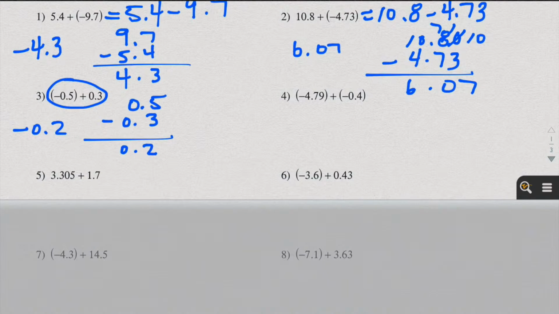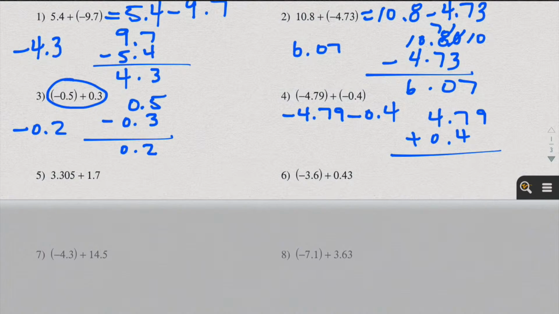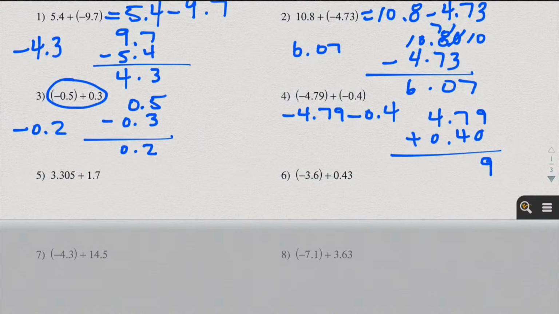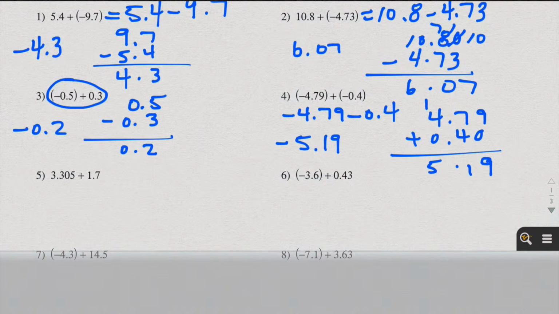Okay, number 4, negative 4.79 plus negative 0.4. Let's rewrite that as negative 4.79, a positive and a negative makes a negative, 0.4. Because the signs are the same, we're going to add the numbers and put a negative on it. So we get 4.79 plus 0.4, align those decimals. You can add a 0 if you'd like. 9 plus 0 is 9, 7 plus 4 is 11, bring down a decimal. 1 plus 4 plus 0 is 5, so we get 5.19, and it's going to be a negative 5.19.